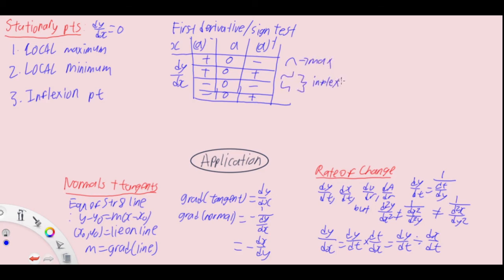Is the n shape a maximum? If it's the 2 shapes as you're seeing right here, it is an inflection point. If it's a u shape, it is a minimum point.